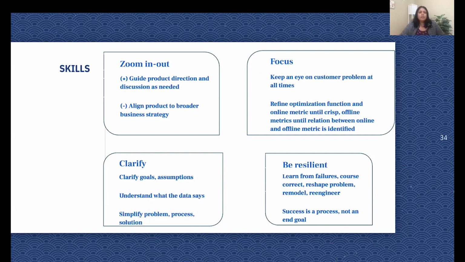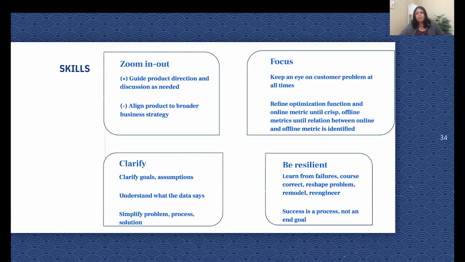Clarify. What I mean is clarify goals, assumptions, understand what the data says, look at data, learn, look at the insights, and then simplify the problem, the process, the solution. The more you simplify, the better chances you have to succeed.